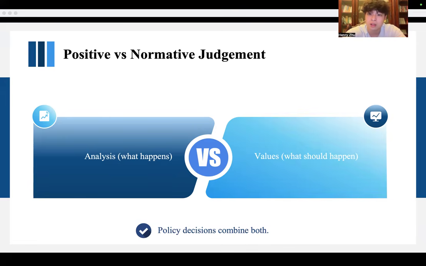Good economics understands that public policy usually combines both evidence and values. Facts help us understand what might happen. Values help society decide what it wants to achieve.